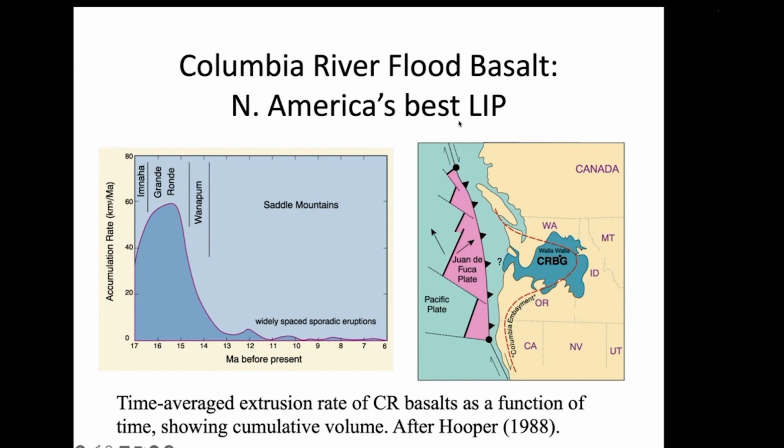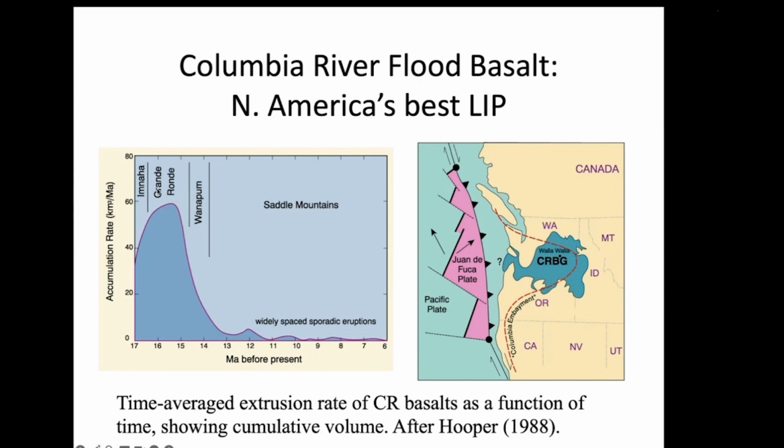We've got some other LIPs, but they're older. This one is well preserved. And if we were taking this course at Washington State, somewhere in this part of Washington, you'd be learning all about these sequences. And now these are the accumulation rate, which could be the eruption rate, cubic kilometers per million years, going from 17 million years ago to about 6 million years ago.